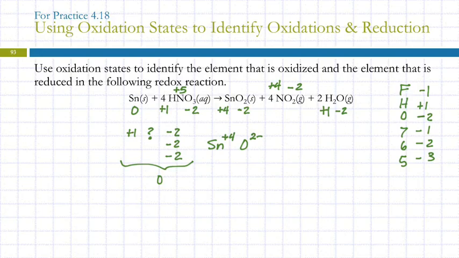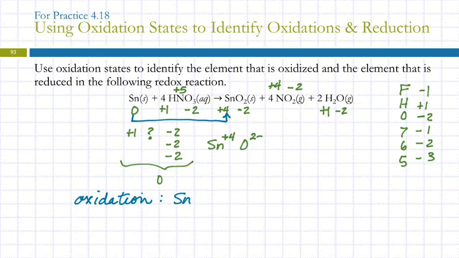Now that I've identified the oxidation states, I can look and see whose oxidation state is changing. Is the tin changing? It's from 0 to +4. Yeah, that's different. 0 to +4, is that oxidation or reduction? Oxidation. So the oxidation is the tin.